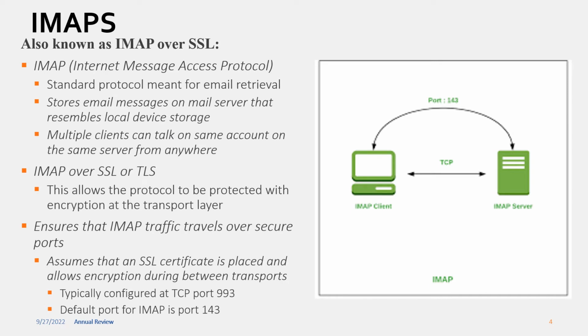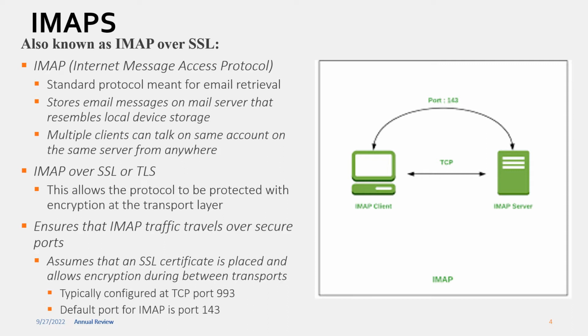As with most of the protocols that we dealt with that end with S, this is a secure version of the original, which is known as IMAP, the Internet Message Access Protocol. It's another protocol that's meant to handle the retrieval of emails, but the difference is that it treats it as if it's a local storage device. What that means is we can access multiple clients and talk on the same account from the same server from anywhere. In a way, you can think of it as sharing Netflix accounts or a Hulu account, you know what I mean?